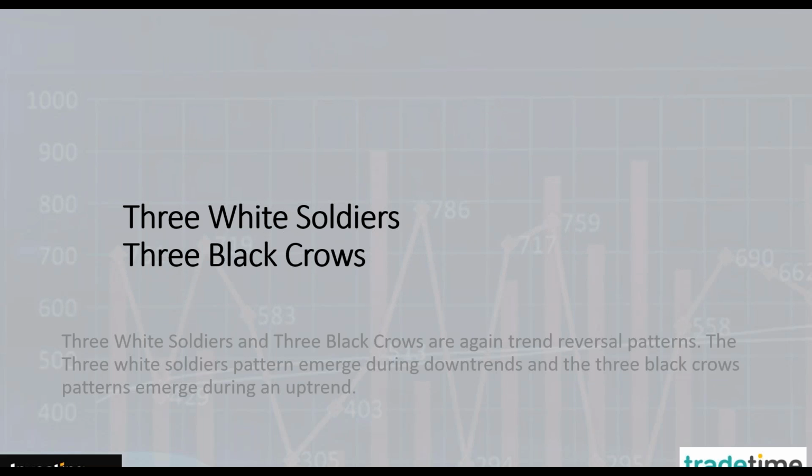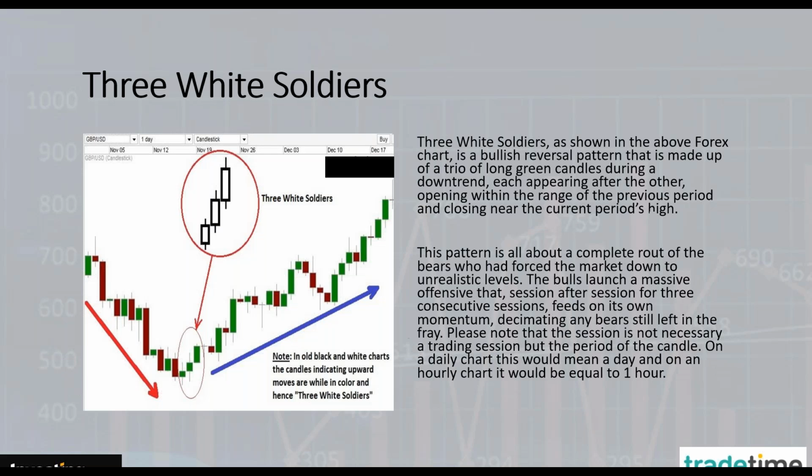Then we come to 2 very important triple candlesticks. And these are 3 white soldiers and 3 black crows. Now, technically, we could call them 3 green soldiers and 3 red crows because the names came from back in the old days when we were using black and white.